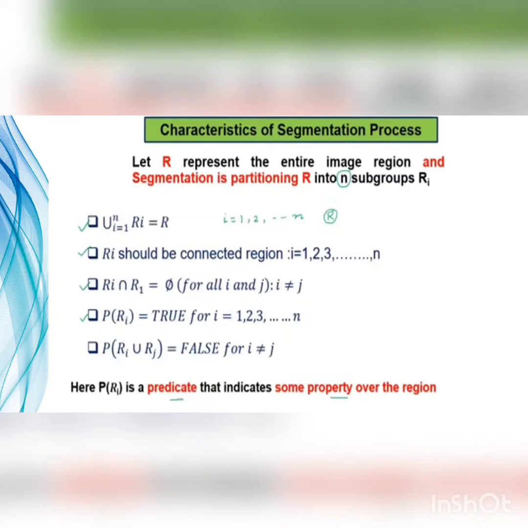And the next one is P of Ri is equal to true for i equal to 1 to n. Here P of Ri is the predicate, and that indicates some properties over the region. And the last one is P of Ri union Rj is equal to false. Here Ri is a subdivided image of one image, and Rj is a subdivided image of another image. When you union the subdivided image of one image and another image, you will get a false result. So these are some of the characteristics of the segmentation process that you have to keep in mind.